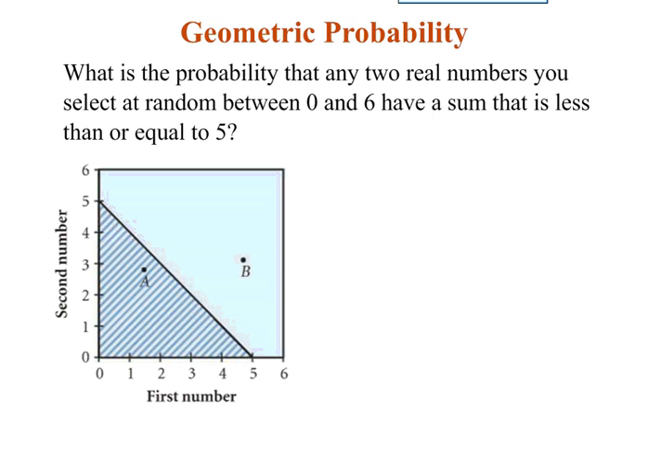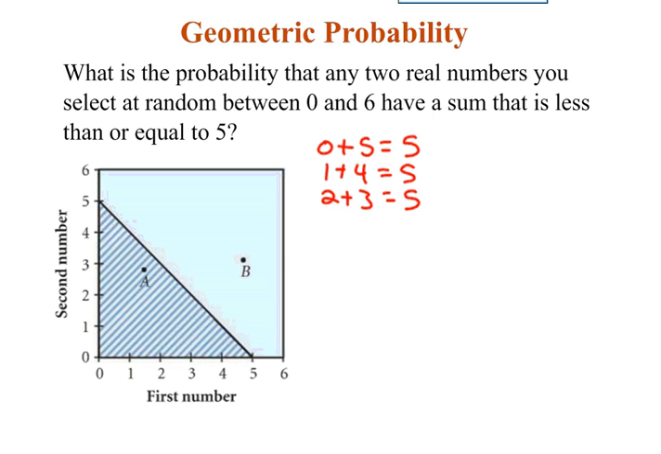Okay, so let's understand the problem. We're picking two numbers between 0 and 6 that add up to 5 or less, right? So for example, if we took 0 plus 5, that equals 5. If we took 1 plus 4, that equals 5. 2 plus 3 equals 5. If we took 1 plus 2, that equals 3, which is less than 5, so that would work. There's going to be a whole lot of options here, including decimals.